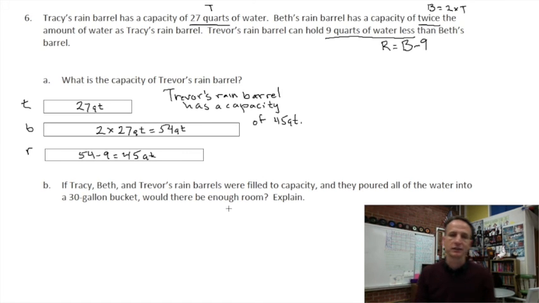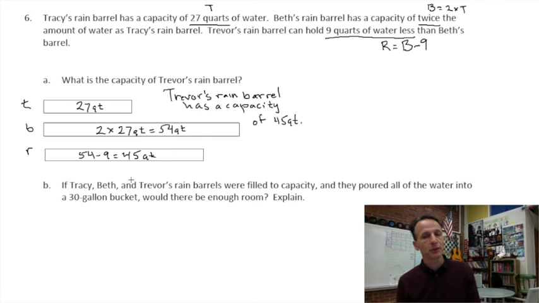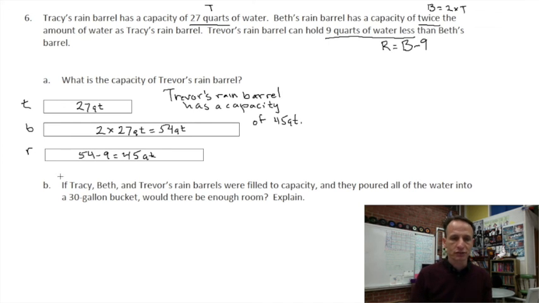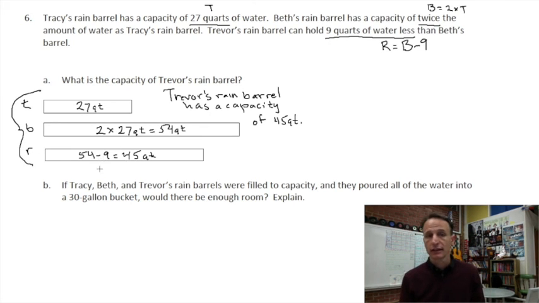Good, and everything's in quarts so far. Isn't that nice? Nothing other than quarts. But now, of course, when we get to part B, that changes. So if Tracy, Beth, and Trevor's rain barrels were filled to capacity, and they poured all the water into a 30-gallon bucket, would there be enough room? And then explain. So what we're doing for part B is that we need to combine these and then compare that total to 30 gallons.